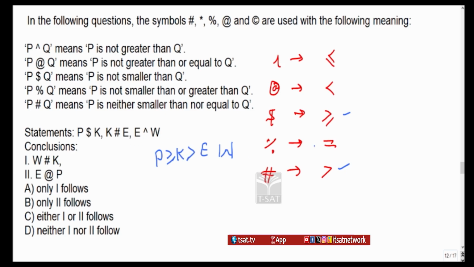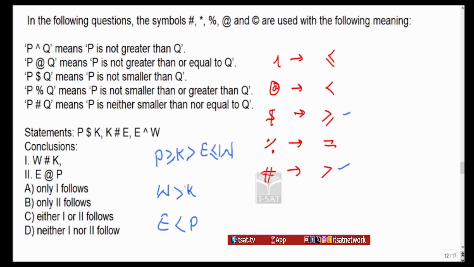Now, E and W. The symbol is this cap symbol. So obviously between E and W, E is less than or equal to W. See the conclusions here. What are the conclusions? W hash K. And what is the symbol of this hash? That is greater than. So this is one conclusion. What is the second conclusion? E and P. So E at the rate P. The at the rate symbol is less than. So this is less than.